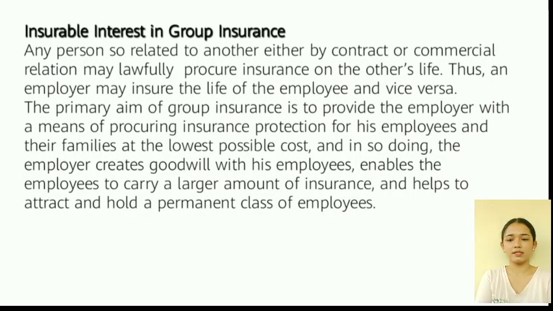Insurable interest in group insurance. Any person so related to another, either by contract or commercial relation, may lawfully procure insurance on the other's life. Thus, an employer may insure the life of the employee and vice versa. The primary aim of group insurance is to provide the employer with the means of procuring insurance protection for his employees and their families at the lowest possible cost. And in so doing, the employer creates goodwill in his employees, enables the employees to carry a larger amount of insurance, and also helps to attract and hold the permanent class of employees.